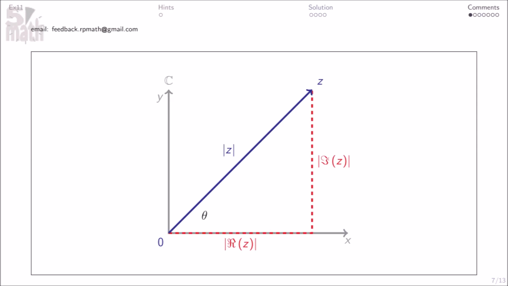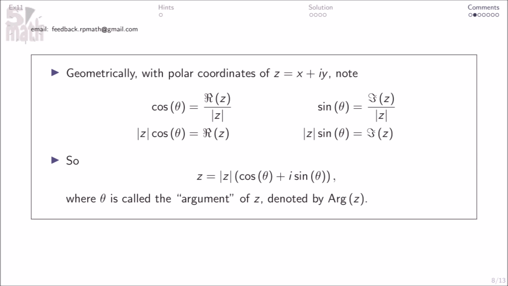Here is a picture. Geometrically, with polar coordinates of z equals x plus iy, note the following. So, z equals absolute value z times cosine theta plus i sine theta, where theta is called the argument of z, denoted by arg z.